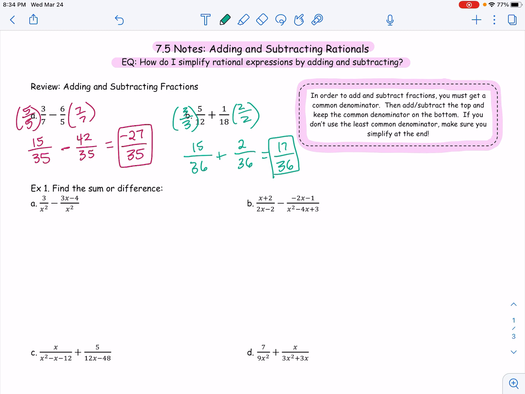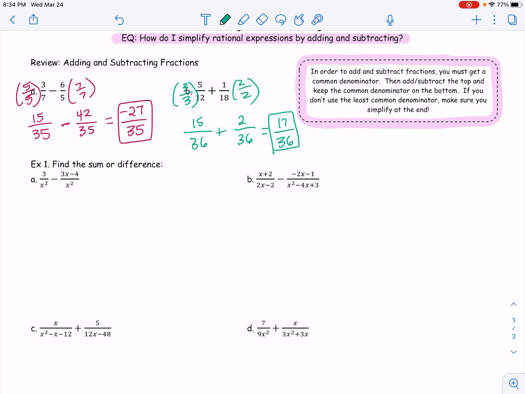So now let's try to do it with factors, right? With some expressions. We'll start off pretty easy with the first one. Notice that they do have the same denominator. So there's no need for us to find a common denominator because they already have one. So what we can do now is simply rewrite this as one fraction. And so this is really 3 minus (3x minus 4) over that x squared.